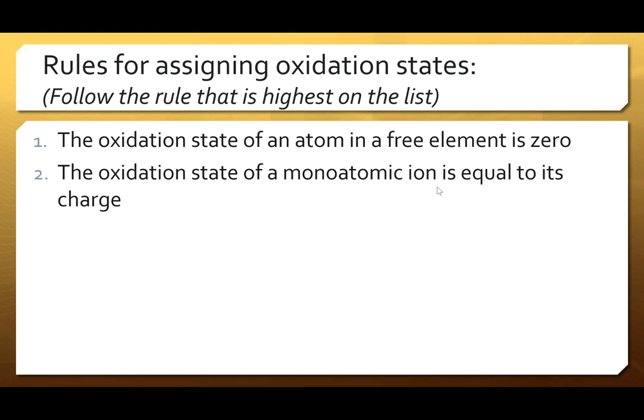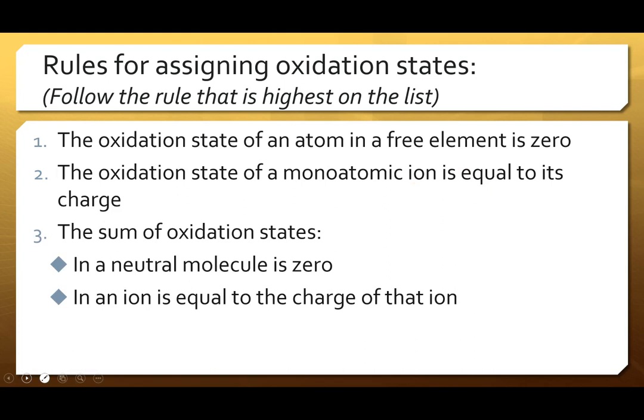The oxidation state of a monoatomic ion is equal to its charge. So if you're looking at a salt that's dissociating, NaCl becomes Na+ and Cl-. What this is saying is that the oxidation number of the monoatomic ion Na+ would be +1, and the oxidation number of Cl- would be -1.